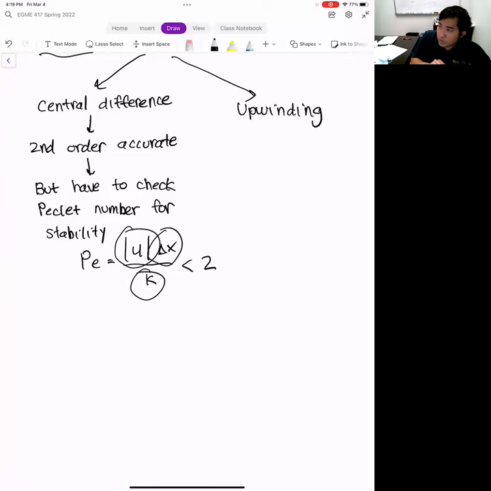The other technique that you can do is you can use upwinding. Okay, and upwinding will always result in a stable solution, but you have to make sure you upwind in the right direction, right? So upwinding means that we either use a forward difference or a backward difference for our derivatives. And whether you use a forward or backward difference depends on the sign of the velocity.